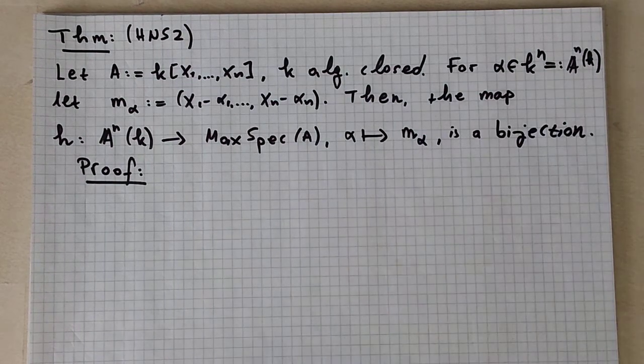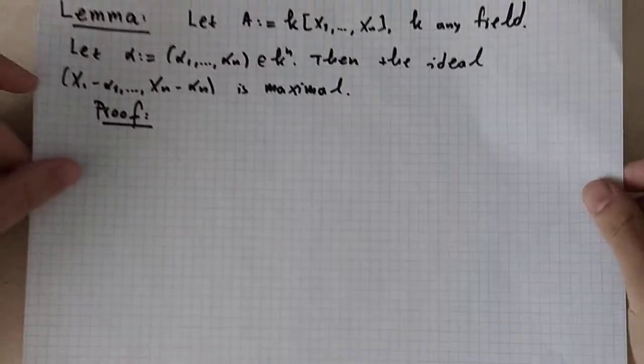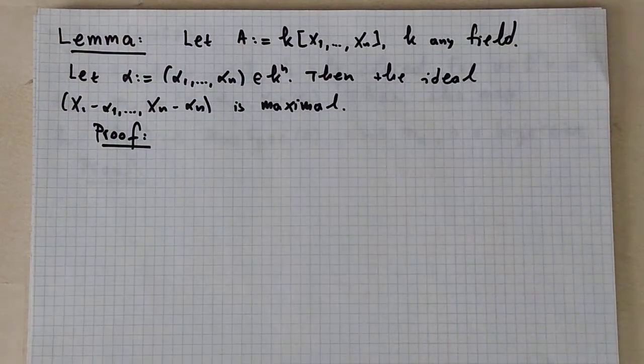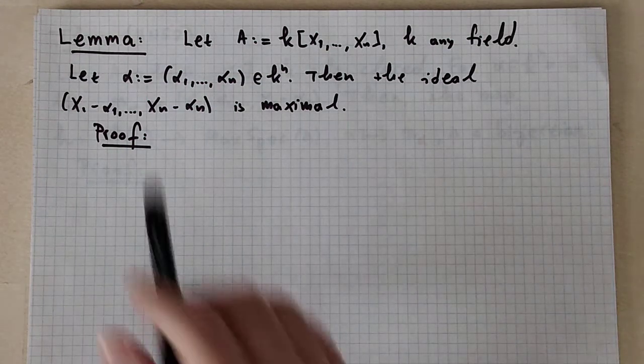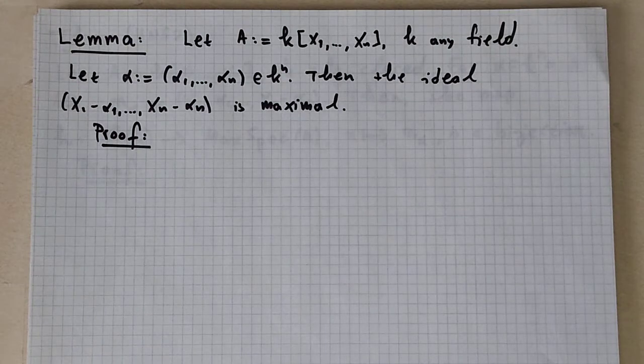This is going to be our first lemma. It makes almost exactly the same assumptions, and I'm keeping the same notation, but I don't really need to assume that my field k is algebraically closed for this. We're just going to show that this ideal is maximal, by showing that if I divide my polynomial ring by this ideal, then I get something isomorphic to k.